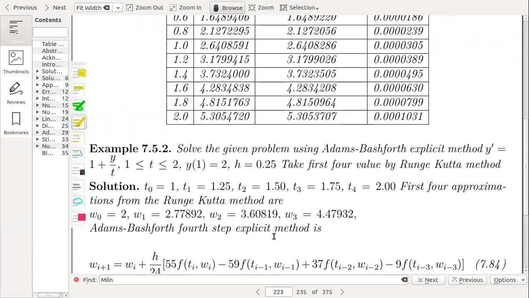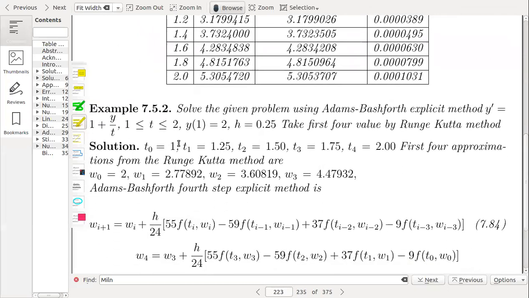So next example is: solve the given problem using the Adams-Bashforth explicit method. So this is the initial value problem. The step size is h equal to 0.25. So t0 is 1, t1 is equal to 1.25, because the step size is 0.25. Adding 0.25, we will get the values, t4 is equal to 2.00.